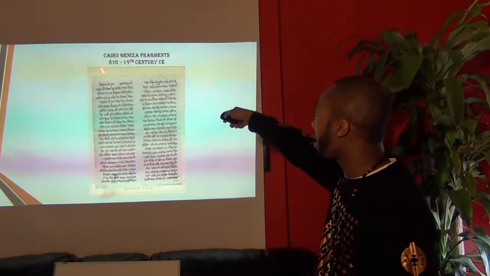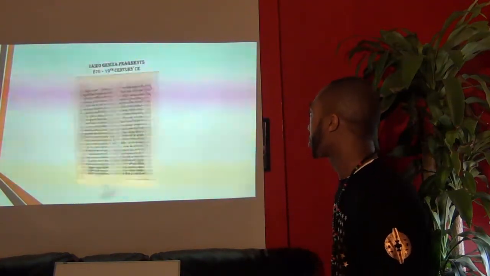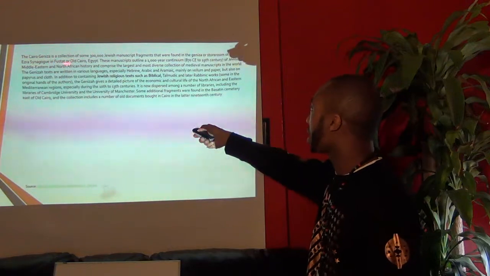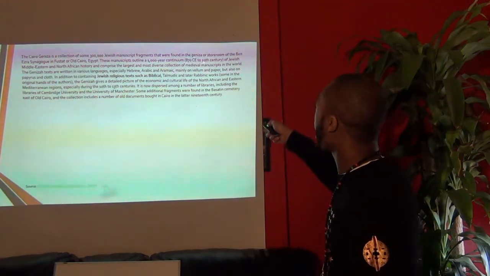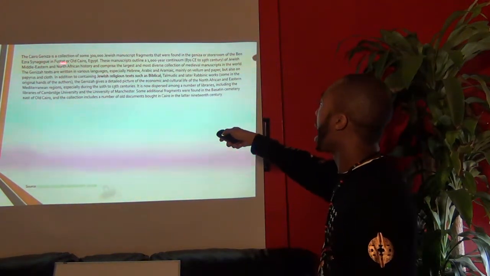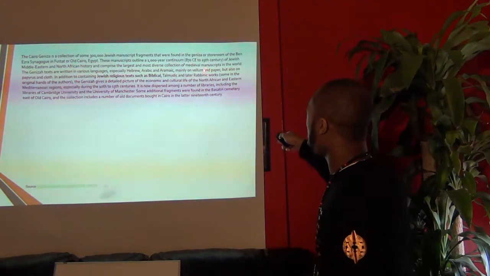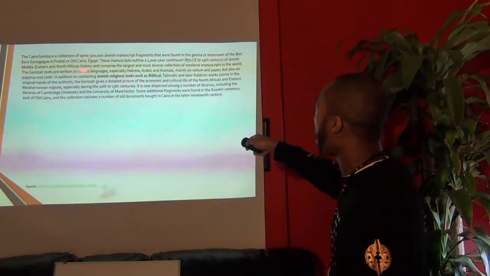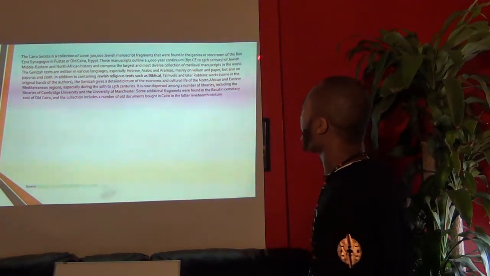Cairo Geniza fragments from 870 to the 19th century CE. Take a look at this. What is this? The Cairo Geniza is a collection of some 300,000 Jewish manuscript fragments that were found at the Geniza or storeroom of Ben Ezra Synagogue in Fustat at Old Cairo, Egypt. The manuscripts outline a 1,000-year continuum of Jewish, Middle Eastern, and North African history and comprise the largest and most diverse collection of medieval manuscripts in the world.